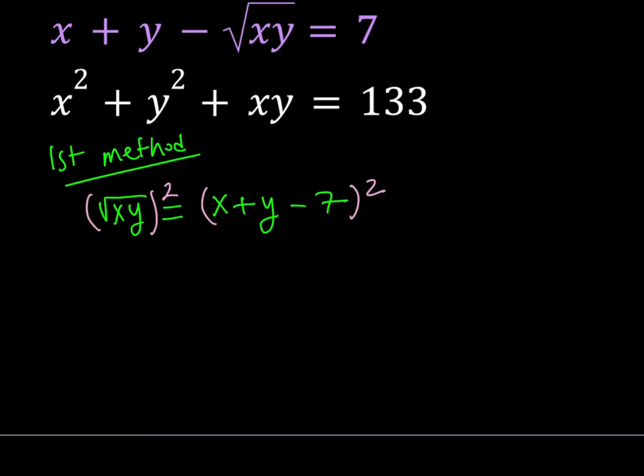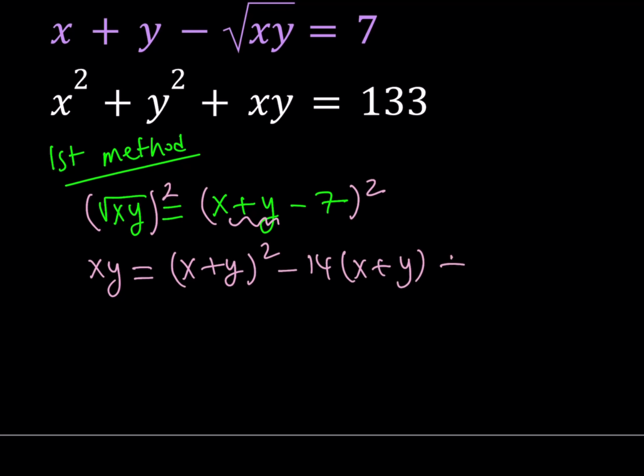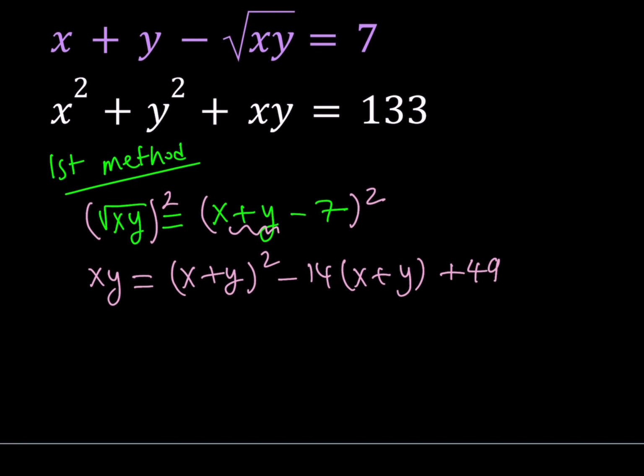When I square both sides, I'm getting xy equals. Now I can just consider this as a single quantity and write this as (x plus y) squared minus 14 times (x plus y) plus 49. It's better to leave it like this because we're going to turn this into a different system, and you're going to see that in a little bit. So I'm not going to expand the (x plus y) quantity squared.